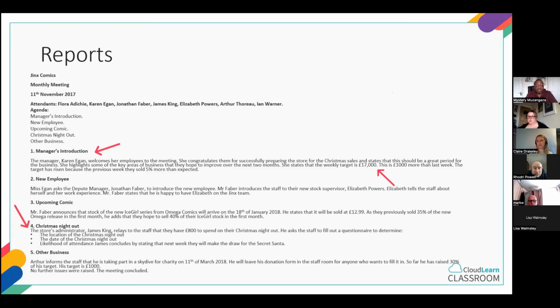So can anyone think of any jobs that might require you to write reports like this, or any reasons they might be written and used? Does anybody use these in their job? Or can you think of a job that these might be used? Customer relations. Yeah, you might all sit down at the end of the month and have a meeting, and you would write a report on how that meeting went, wouldn't you? Yeah, well done. Well, I work in customer relations anyway.